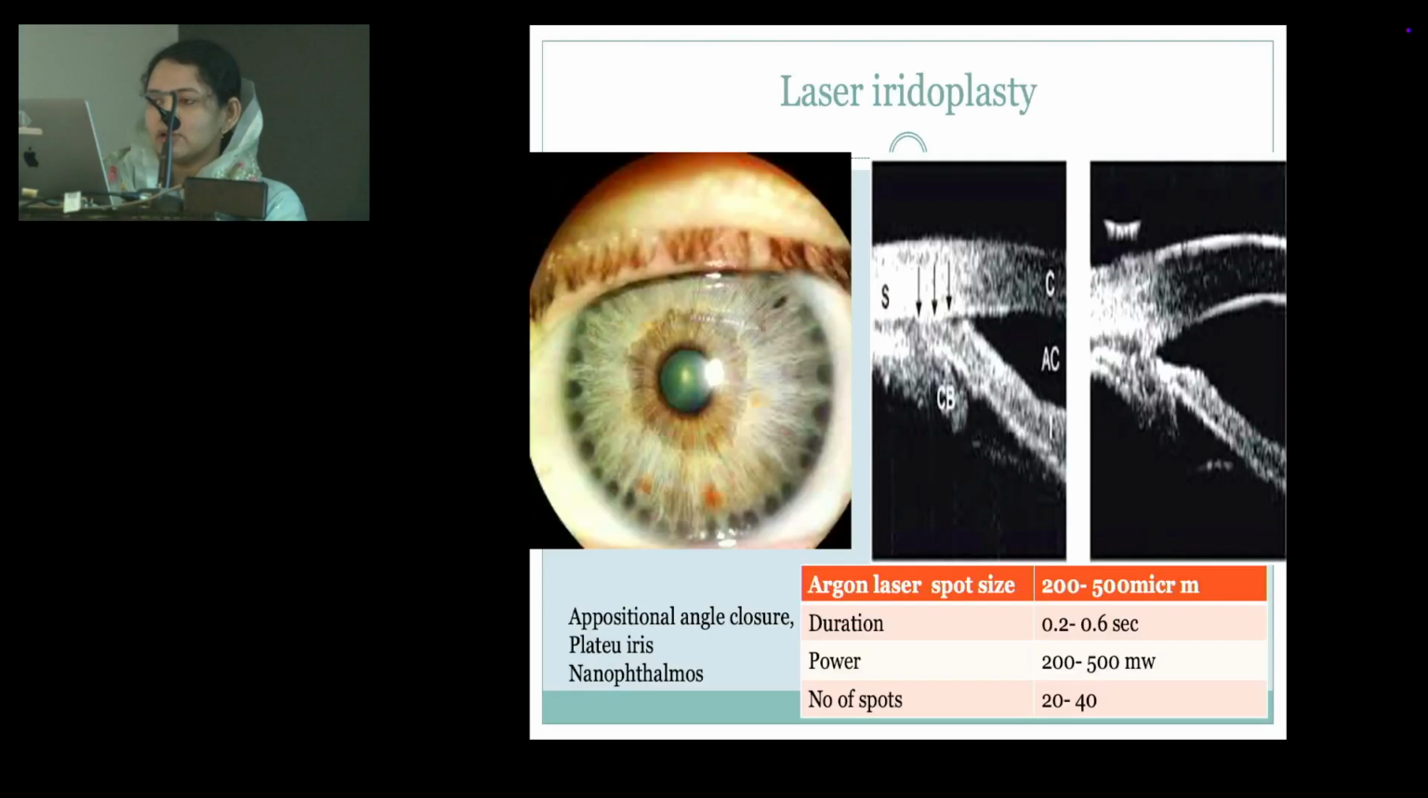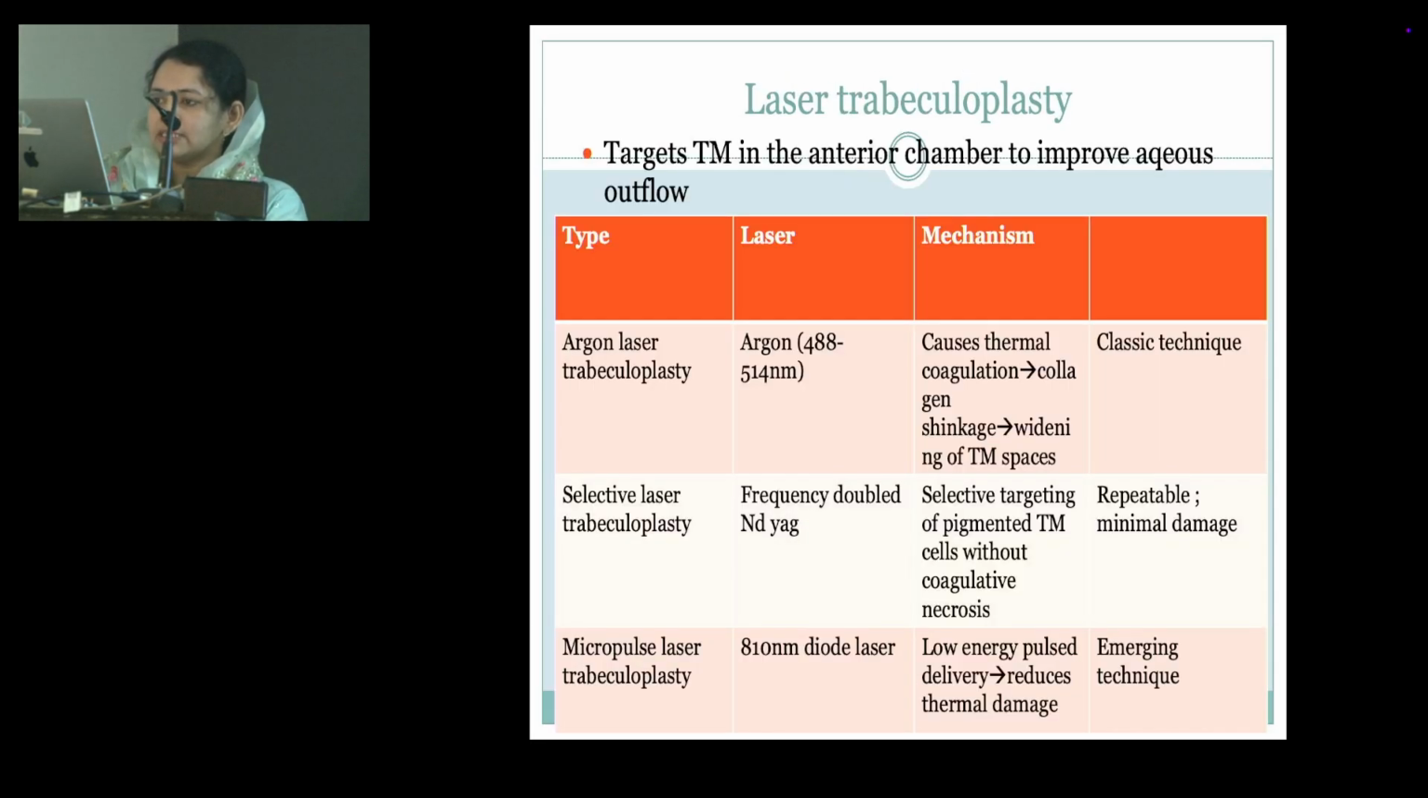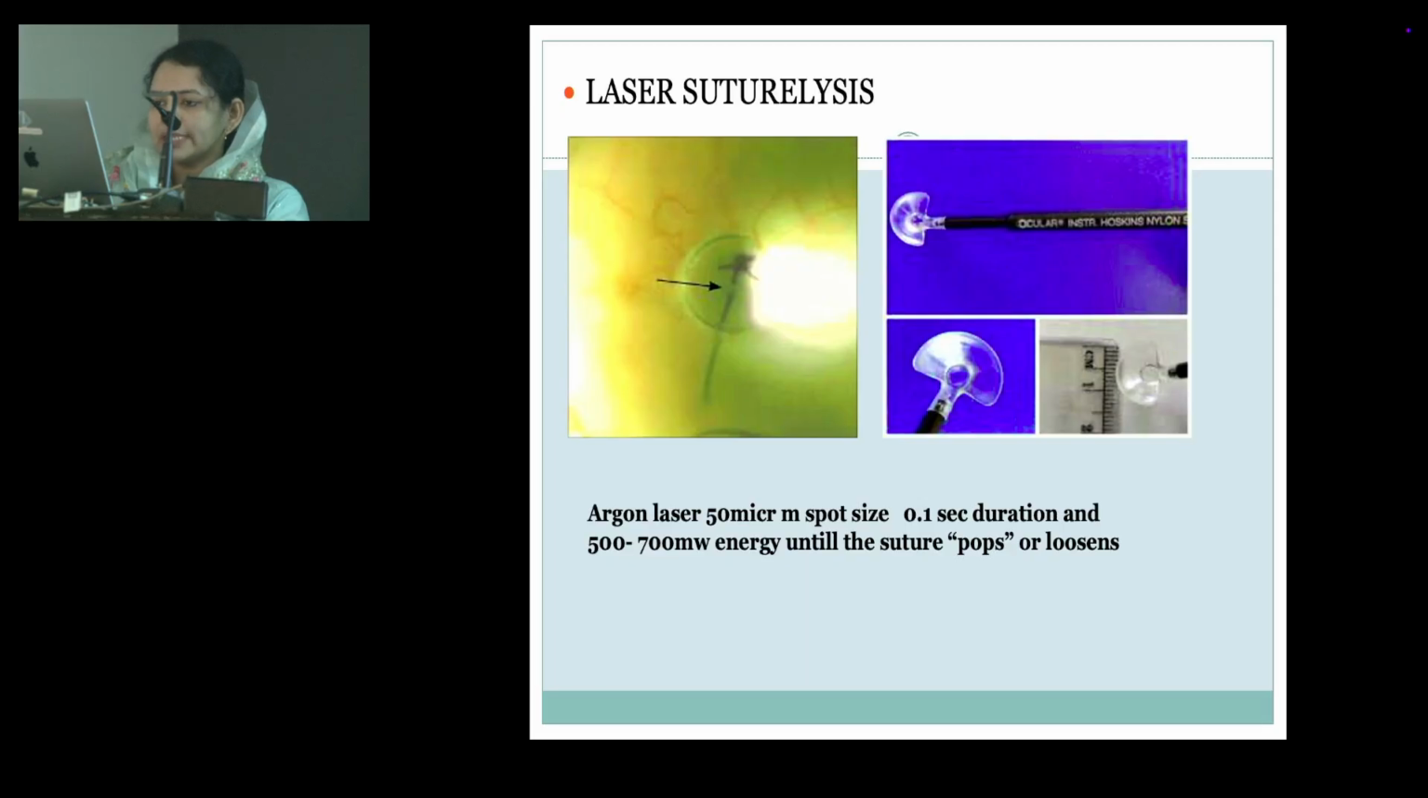Next one is the laser iridoplasty, where a circumferential 360-degree laser is applied to the peripheral iris and the peripheral iris is pulled away from the trabecular meshwork. That is used in the posterior angle closure, plateau iris and nanophthalmos. Next one is the laser trabeculoplasty that targets the trabecular meshwork in the anterior chamber to improve the aqueous outflow. And laser suture lysis, where the suture is lysed with the laser in postoperative setups.